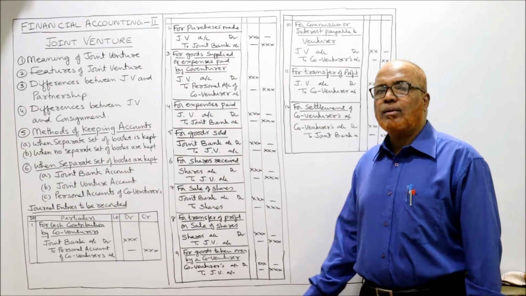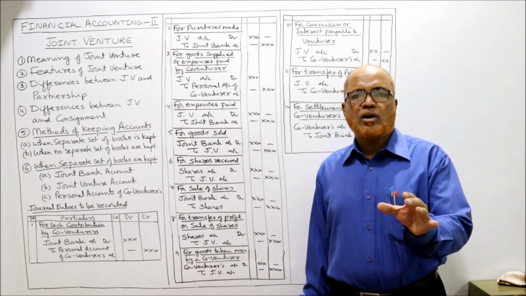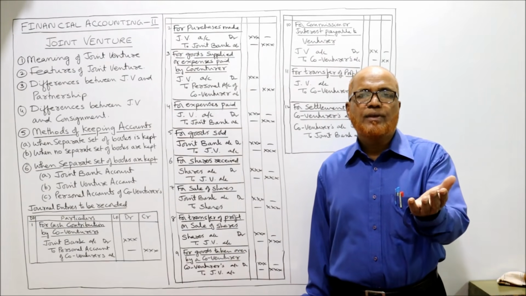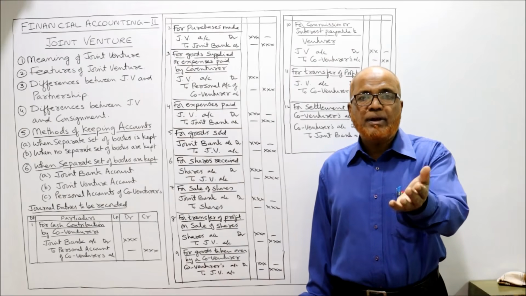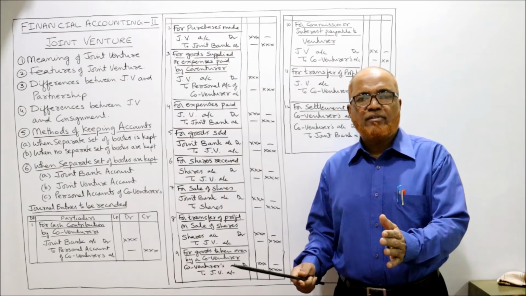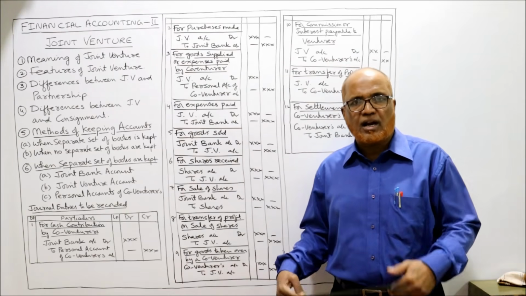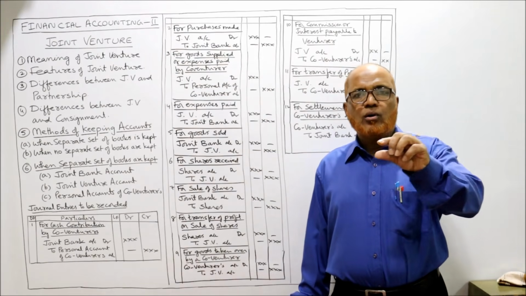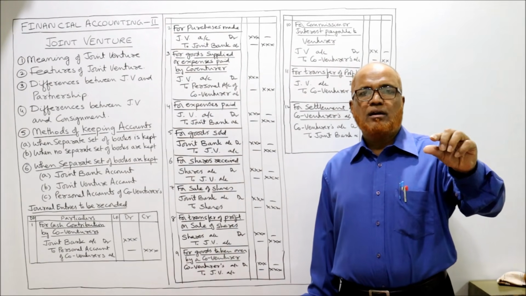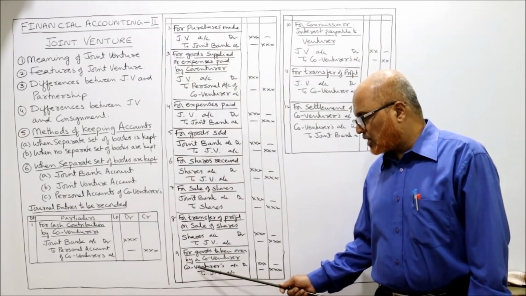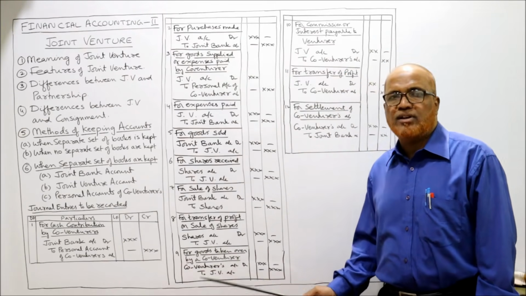For goods taken over by a co-venturer, sometimes what will happen? Some goods are not sold, some goods are unsold. So unsold goods may be taken over by one of the co-venturers. कुछ गुड्स बचे हुए हैं, वो बचे हुए गुड्स को एक को-वेंचरर अंडरटेक कर ले रहा. तो एंट्री विल बी पर्सनल अकाउंट ऑफ को-वेंचरर्स अकाउंट डेबिट टू जॉइंट वेंचर.